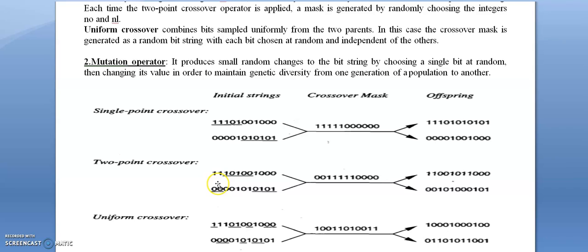And in 2 point crossover we have 2 zeros here. So 2 bits from one parent will be copied. Next we have 5 ones, so the next 5 bits from the second parent will be copied. Next we have 4 zeros, so the next 4 bits will be carried forward by the first parent. Likewise we have generated this offspring.